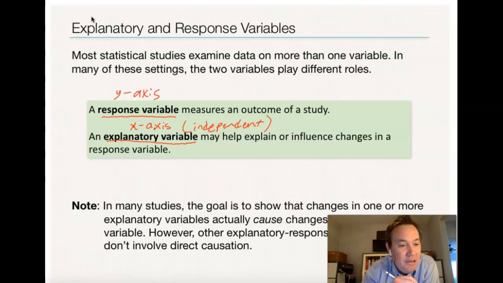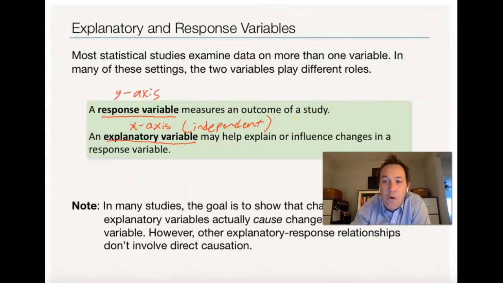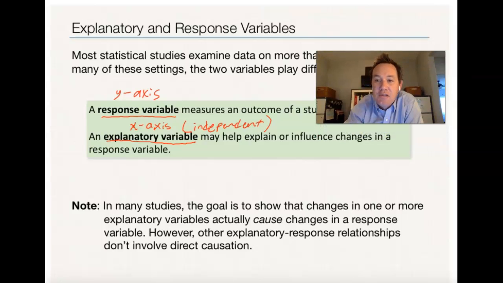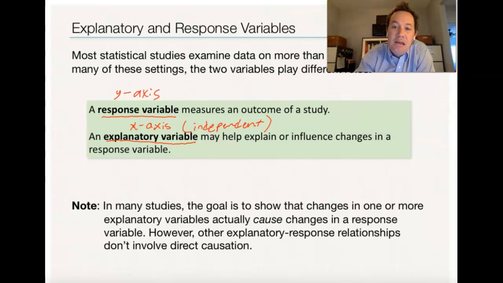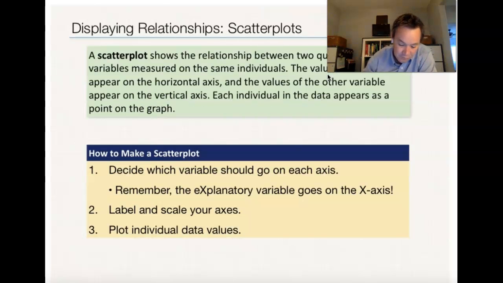This doesn't mean, just because you have an explanatory variable and a response variable, that the explanatory is causing changes in the response variable necessarily. And we'll talk in the next unit about how to determine a causal relationship. But right now, all we're looking at is there is some possible association between those two variables.